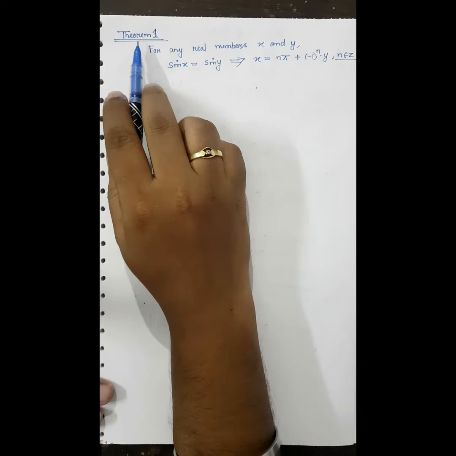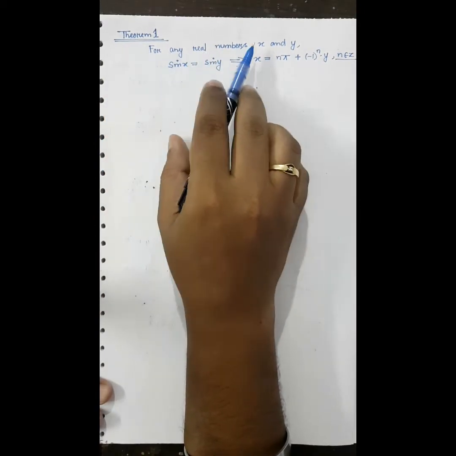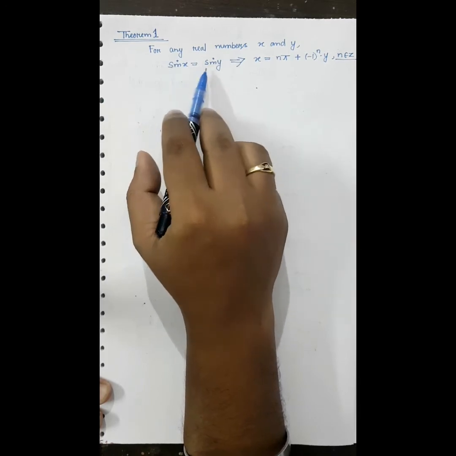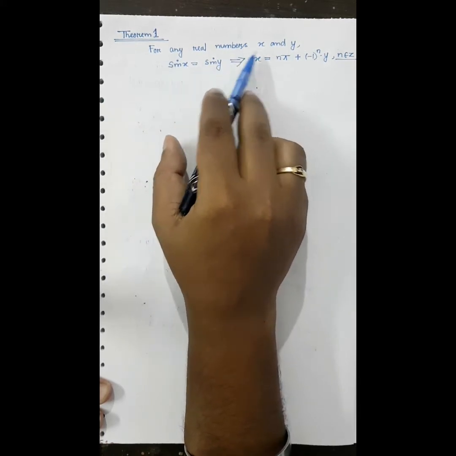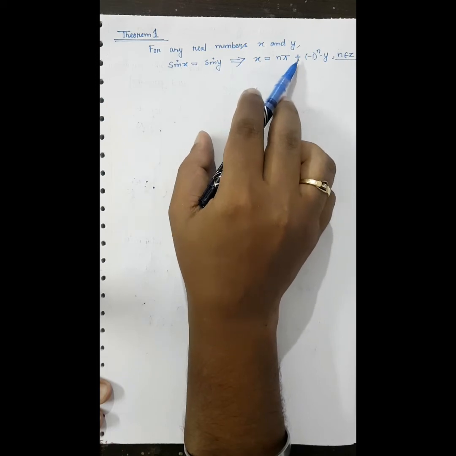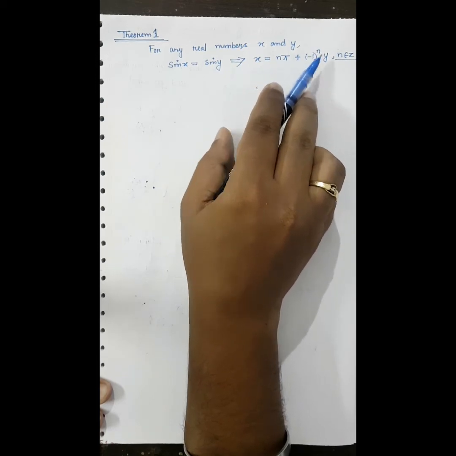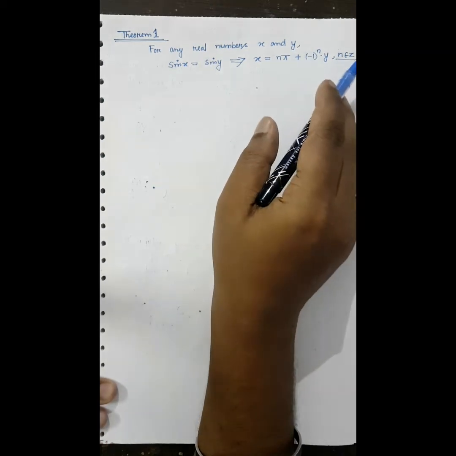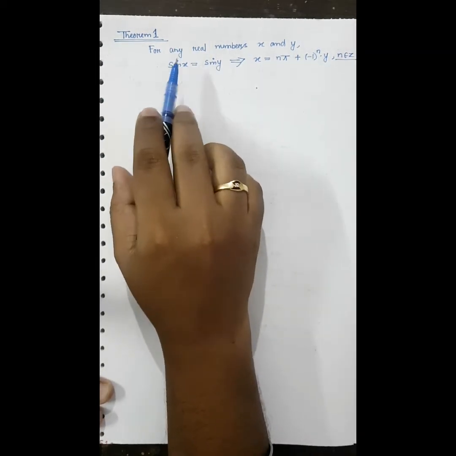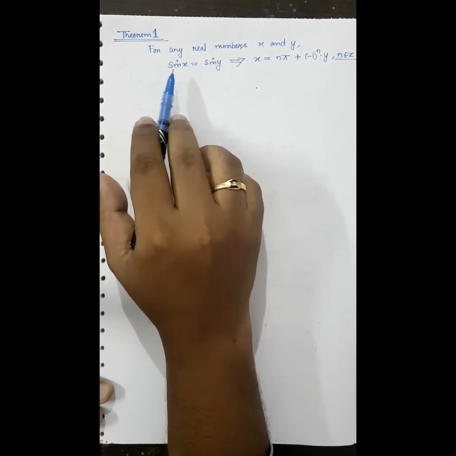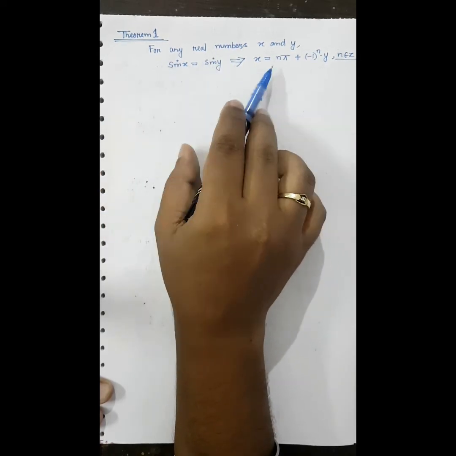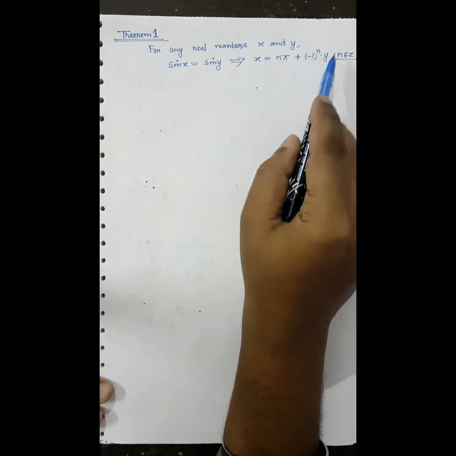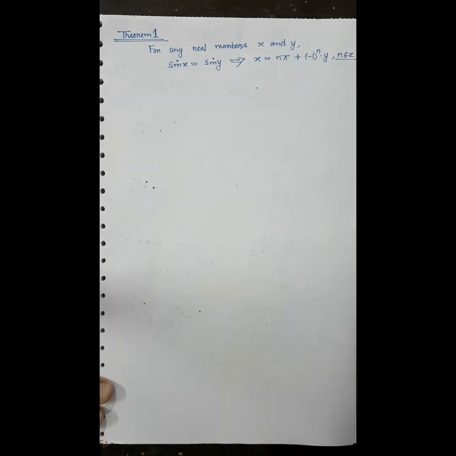Now theorem 1. For any real numbers x and y, if you are given sine of x is equal to sine of y, then it implies x will be equal to n pi plus minus 1 to the power n into y, where n belongs to Z. Z means integer. So whenever you are given sine of x is equal to sine of y, then x can be expressed in terms of y in the following way: x equal to n pi plus minus 1 to the power n into y, where n belongs to Z.